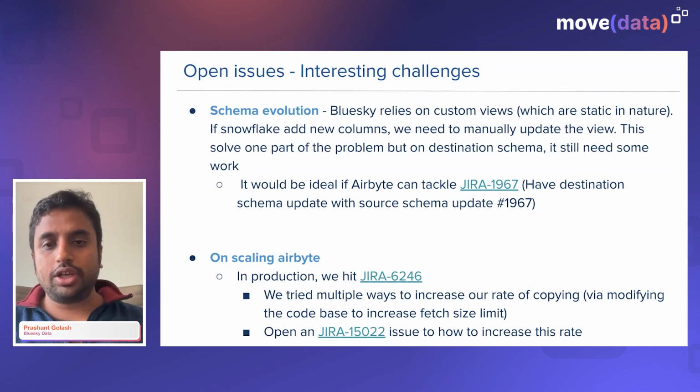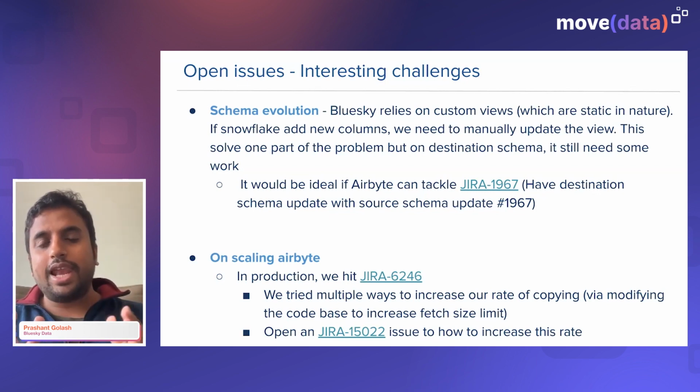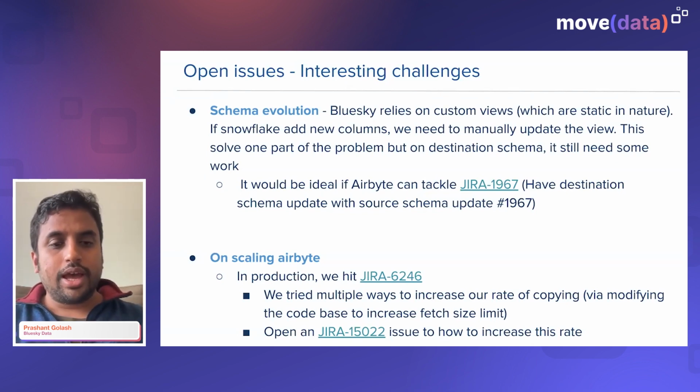One was a schema evolution issue. We realized that sometimes BlueSky relies on custom views, which are static in nature. So if Snowflake needs a new column in those views, we need to manually update the view. Otherwise, our view gets broken. Though this solves one part of the problem, on the destination schema we still need to do some manual work, maybe recreating a schema, doing a backfill and all of that. Airbyte is fortunately tracking this with Jira 1967. It will be great if we can have a fix for this, so that the destination schema can be automatically updated. I think it will be a very good addition.